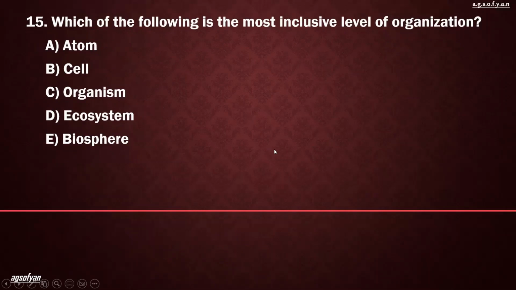Which of the following is the most inclusive level? Inclusive means including everything. Ecosystem is smaller than the biosphere. So the biosphere consists of ecosystems. So this should be the most inclusive one. If there is no biosphere, then you can choose ecosystem.